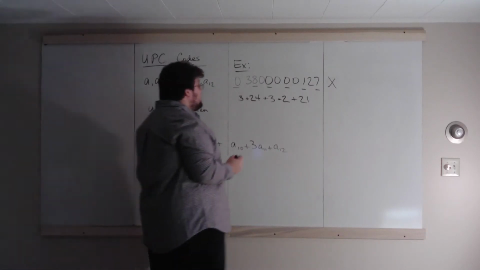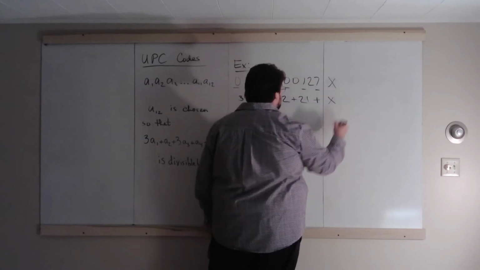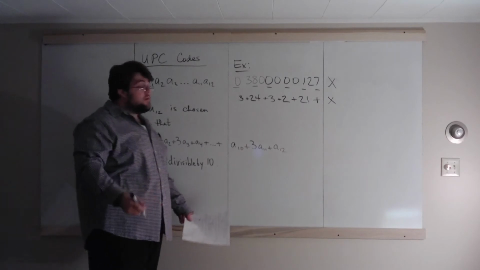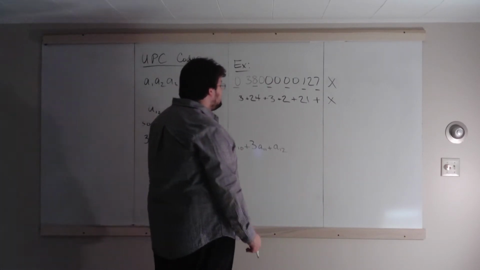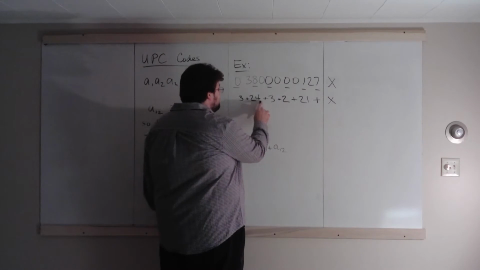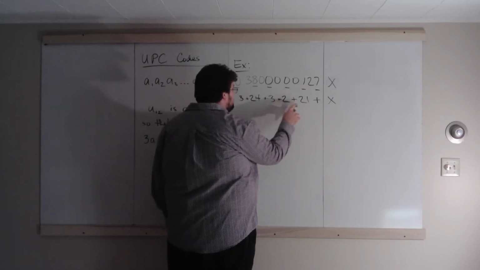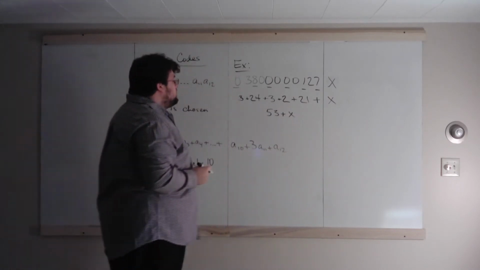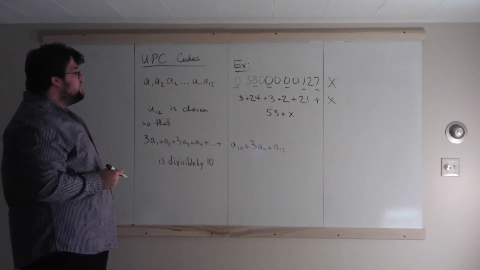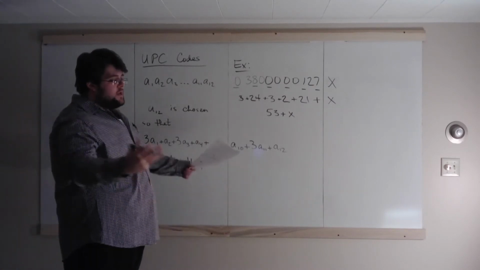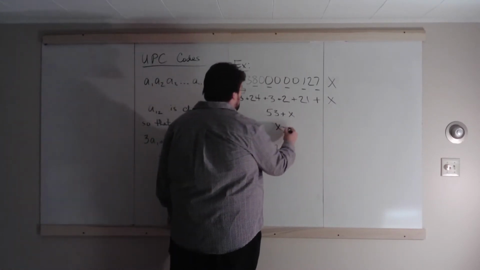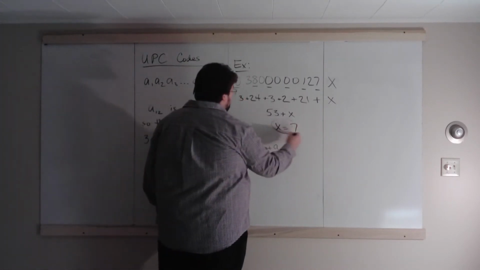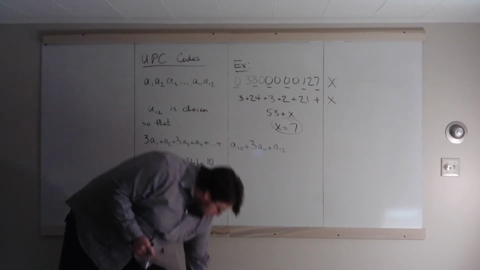And this is chosen so that that sum plus x is divisible by 10. Divisible by 10 is the same as ends in a 0. So we want this to be divisible by 10, so let's add them together. 27 plus 3 is 30, plus 2 is 32, and 21 is 53. So this check digit must have 53 plus x divisible by 10. 53 plus x ends in a 0, so x equals 7, because 7 is the next number that'll make 53 end in a 0.